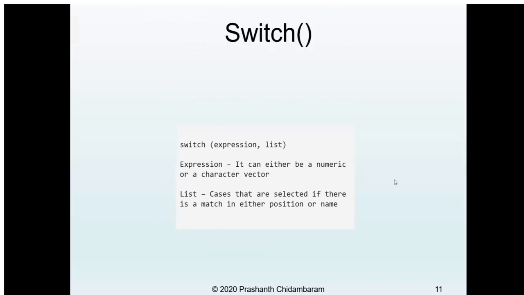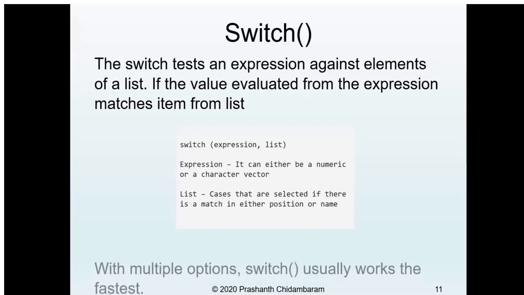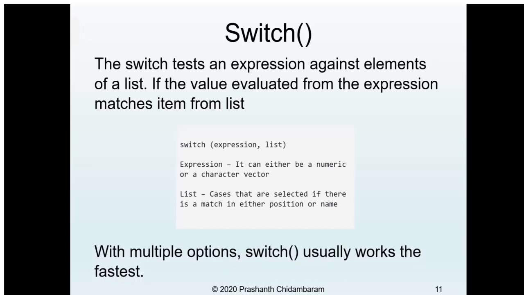Now for the switch statement. The switch tests an expression against elements of a list, and checks if the value evaluated from the expression matches an item from the list. So in this case, we have switch, and there's an expression section and then there's the list section. The expression can either be a numeric or a character vector, and cases are selected if there is a match in either position or name. We'll look at an example to understand this better, with multiple options, which actually works the fastest.